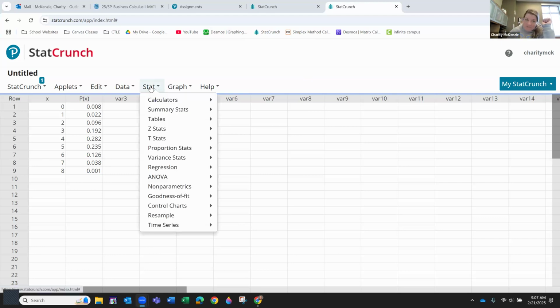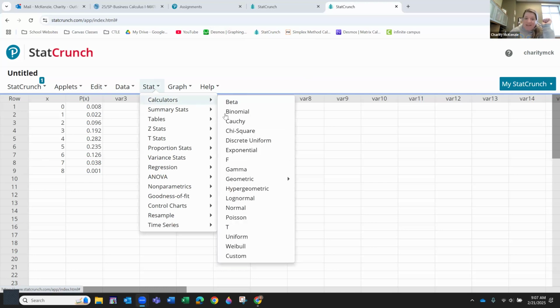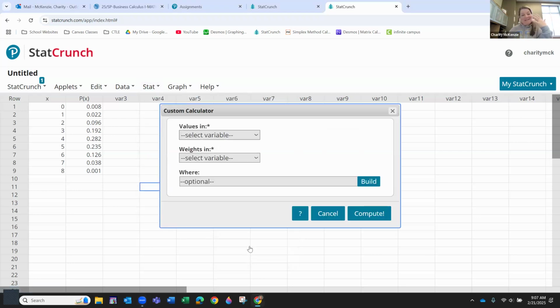I'm going to go to Stat, okay, and I'm going to go to Calculator, and then I'm going to go to Custom. So make sure to write this in your notes. Calculator, Custom. And this is not very easy to think of. Because these are decimals, this is the only way to get them to go in here. So X is our values, and our weights are the probability, and hit Compute.